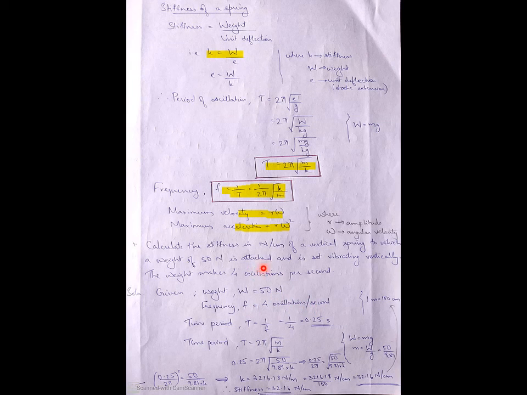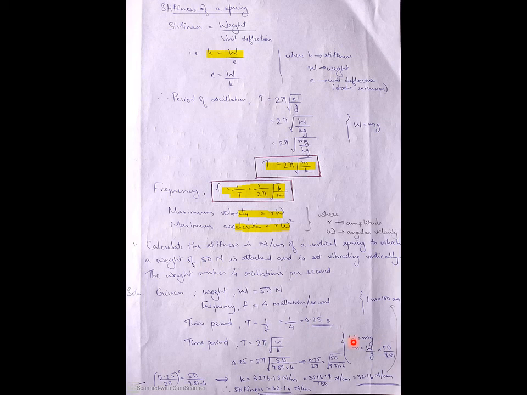Now the equation connecting all this is f equal to 1 by 2 pi into root k by m, or if you are studying this equation, T is equal to 2 pi into root m by k. So time period T is equal to 1 by frequency, you will be getting 0.25 seconds. So the equation is T is equal to 2 pi into root m by k. T is known to you, 2 pi into root m. Instead of mass, the weight is given, 50 Newton.